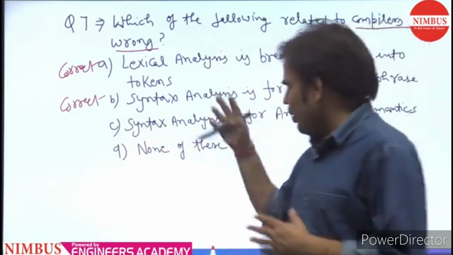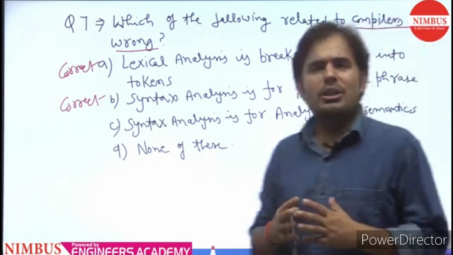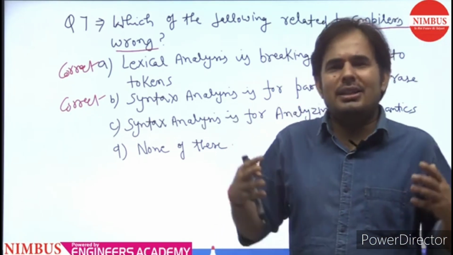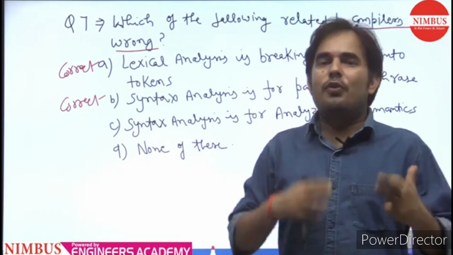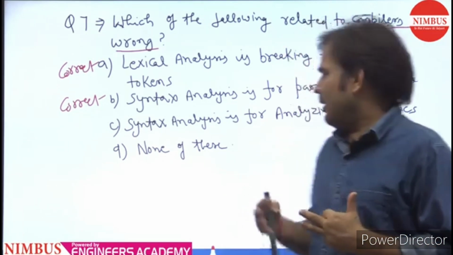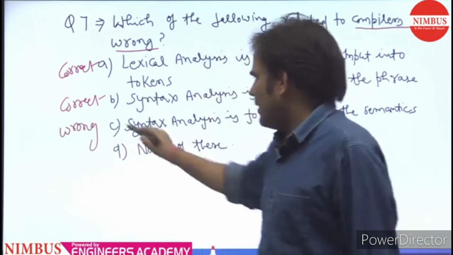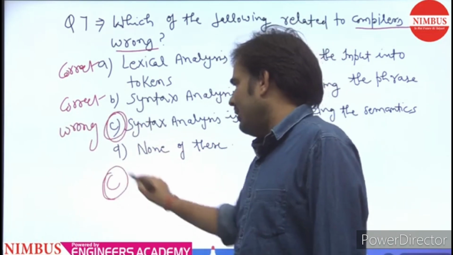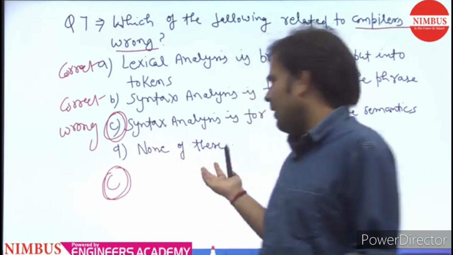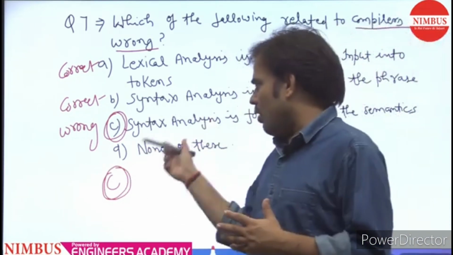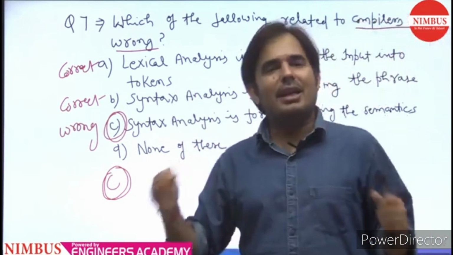Let's check option C. Syntax analysis is for analyzing the semantics. No, syntax analysis is not for analyzing the semantics. Semantic analysis is there for analyzing the semantics. So this is a wrong statement. So that's why option C is correct here. This is our wrong statement and this is our correct answer. And option D is none of these. It is asking about the wrong statement in the compiler, so option C is correct again.